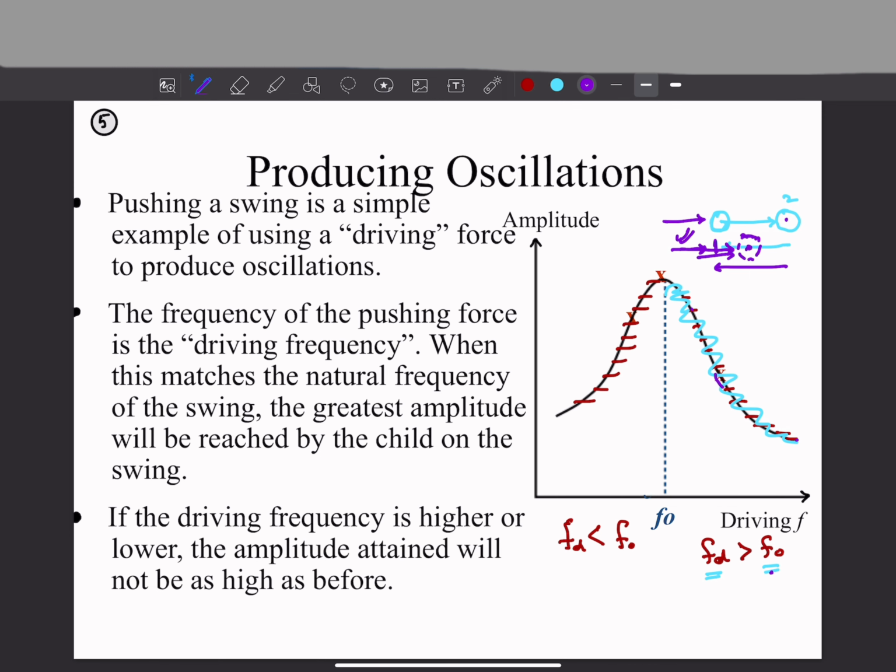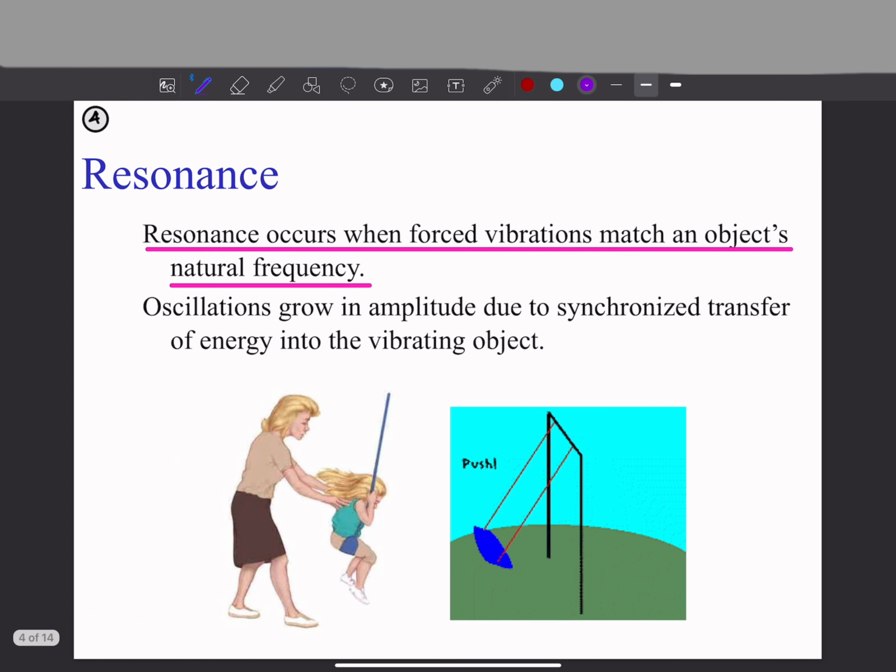This is very, very important to understand. Suppose the swing is somewhere here, and your frequency is greater than the natural frequency. The swing is trying to come back to its original position, but as your frequency is greater than the natural frequency, your push is somewhere here. So what will be the situation?